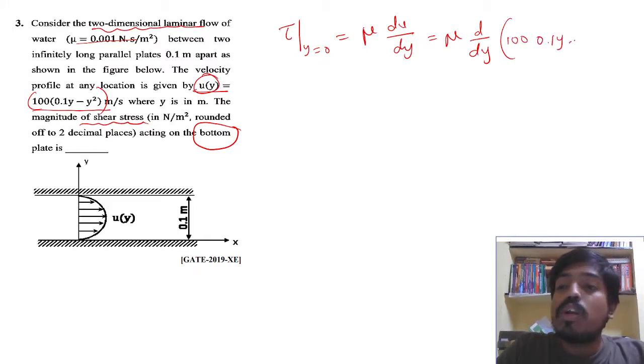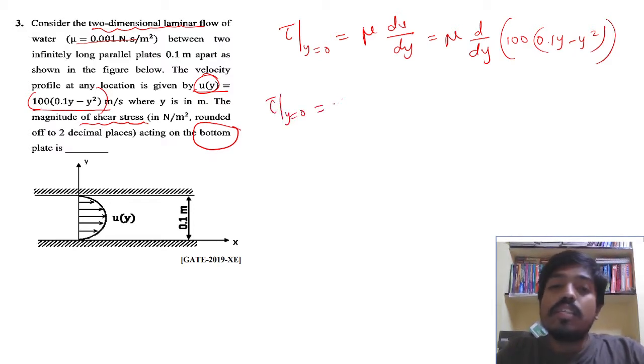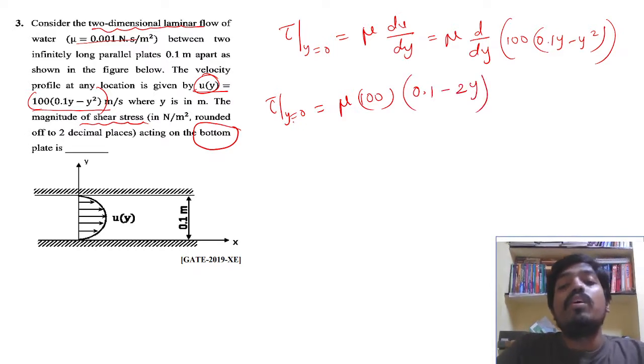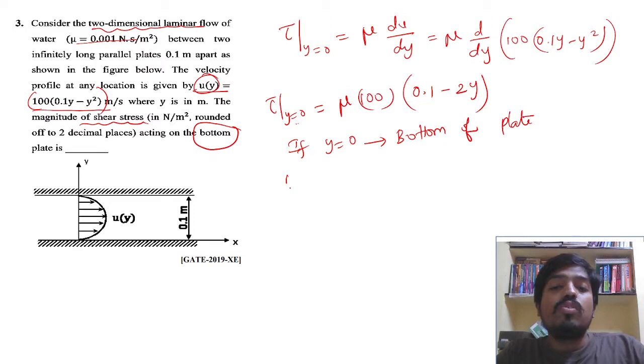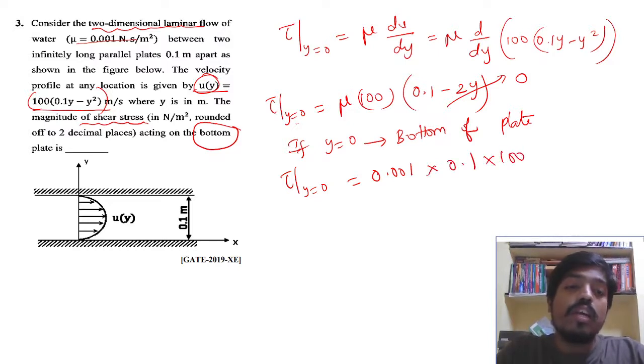100 into 0.1 of y minus y square. You can take that 100 commonly out. If you differentiate, 0.1 minus 2 times y. If you put y is equal to 0, at the bottom of the plate, this becomes 0.1. What is the viscosity? Viscosity is equal to 0.001 into 0.1 into 100, 10 to the power of minus 3 into 10 to the power of minus 1 into 10 to the power of 2, which is 10 to the power of minus 2.